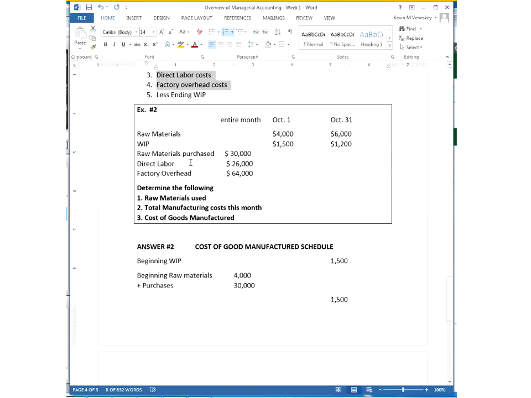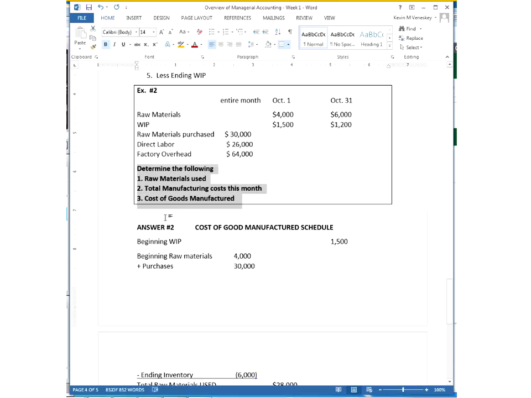So I've got this example, and again, I have this example laid out for you in your handout. I've given us some basics here for the month of October, how much raw materials we started with and ended with, how much stuff we had in process, started out already that already has some materials in it, and then some other items we need to know. And then these are the things that I want us to be able to determine. How much raw materials did we use this month? All right, how much cost in total did I incur this month? And then finally, what was my total cost of the goods that was actually manufactured?